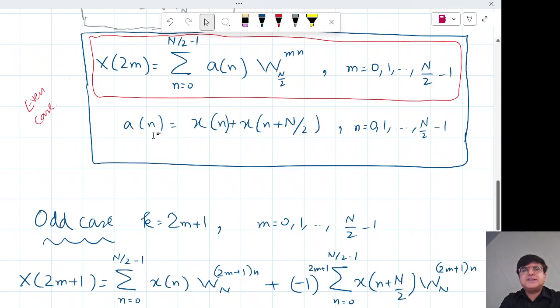Now, how long is the sequence A of n? What values of n is it going over? Going from 0 till N over 2 minus 1, right? So, what is the length of this signal A of n then? It is not N.